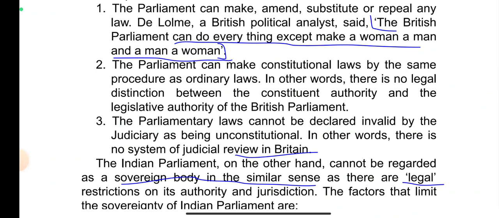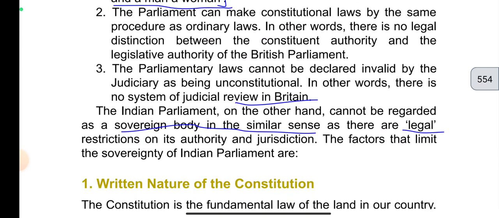Lawley, a British political analyst, said the British Parliament can do everything except make a woman a man and a man a woman. The Parliament can make constitutional laws by the same procedure as ordinary laws. In other words, there is no legal distinction between the constituent authority and the legislative authority of the British Parliament. The parliamentary laws cannot be declared invalid by the judiciary as being unconstitutional. In other words, there is no system of judicial review in Britain.